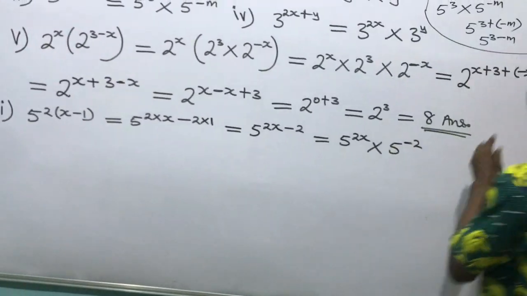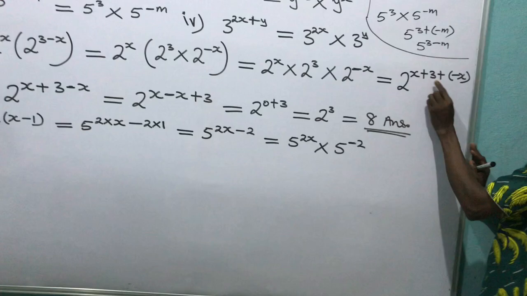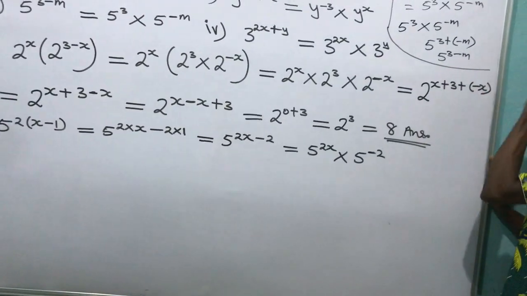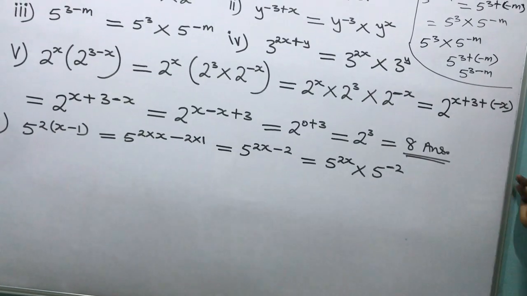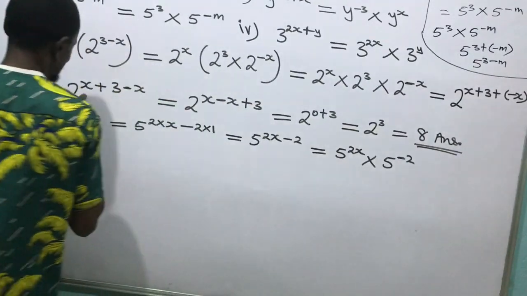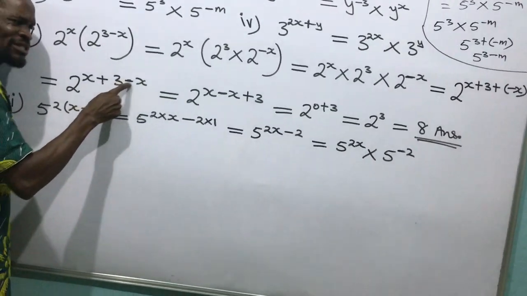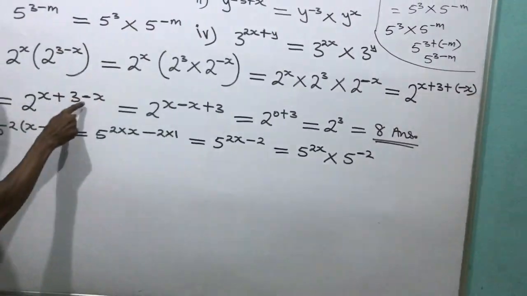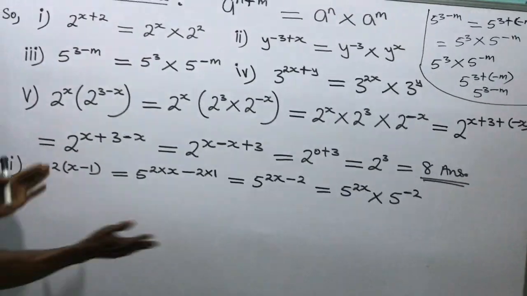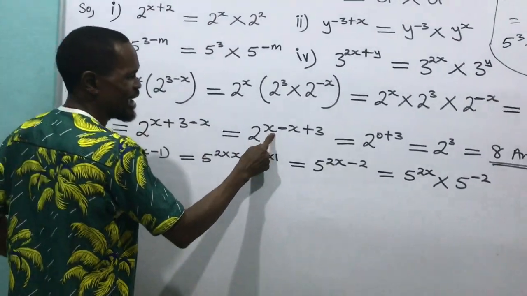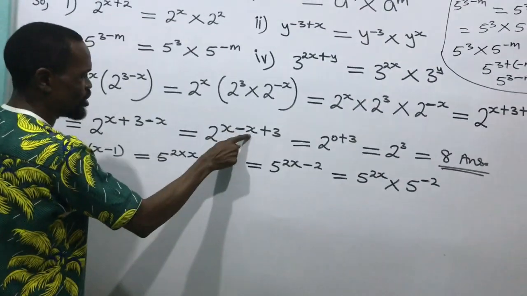Then adding their powers, remember here I have plus times minus, which will give me minus. So we can see that this is 2 raised to the power x plus 3 minus x, because plus times minus gives minus. Then I collect like terms. This is x, this is x. Bring it together, I have x raised to the power minus x.